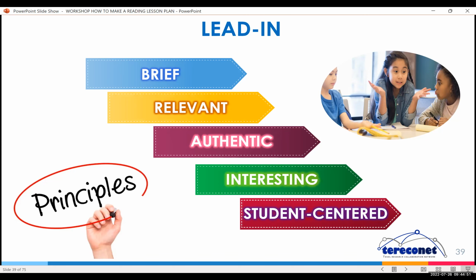So from these principles, how many minutes is the time limit for the lead-in? It cannot be long because we just have 45 minutes for the whole lesson. So maximum for lead-in, please, 5 minutes.